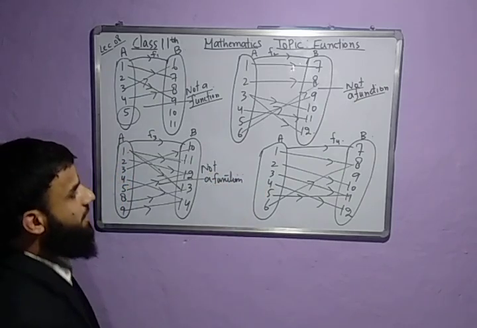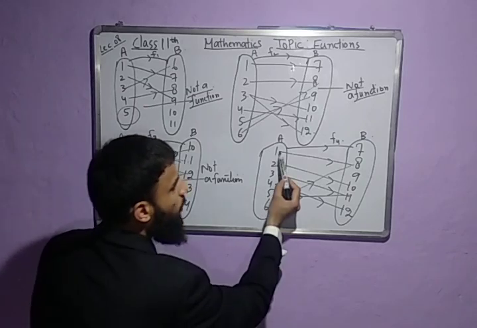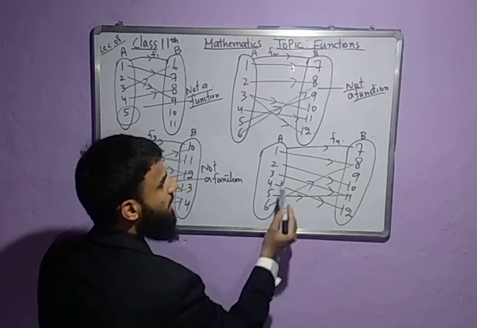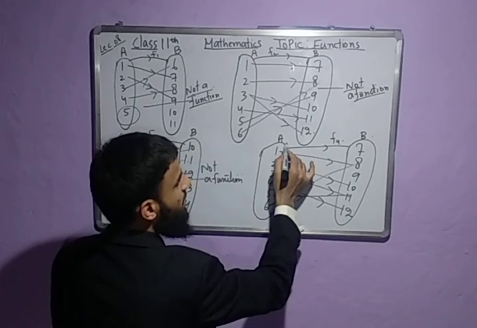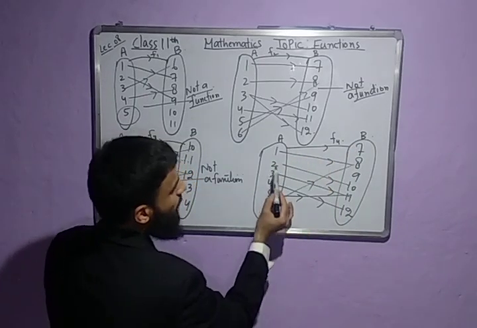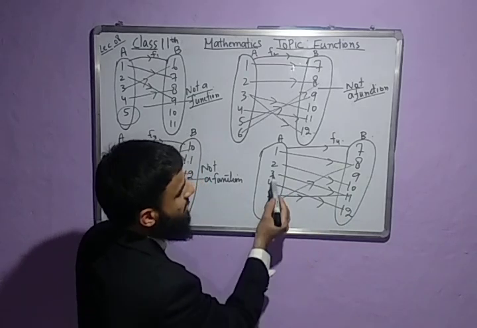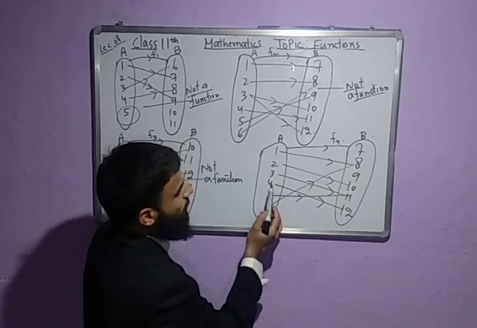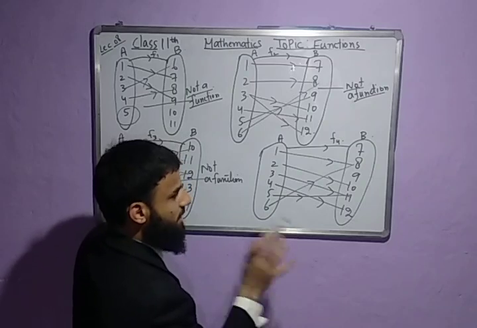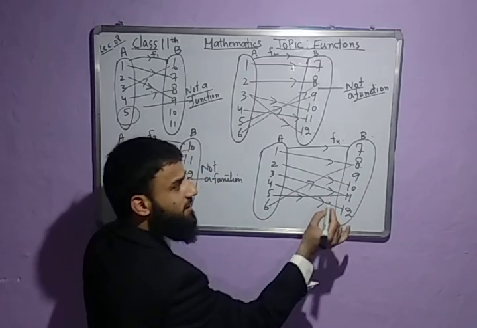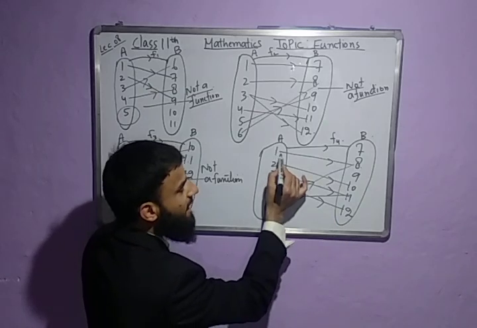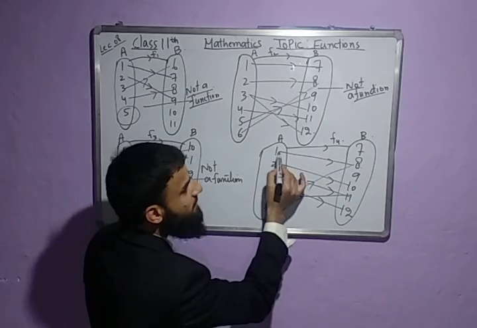Okay, now what about this? 1 is related to 8. This is a function, I have just mentioned. Now 2 is related to 10, 3 is related to 11, 4 is related to 12. Now 6 is related to 8, but does 1 have two images? No, it has got only one image.